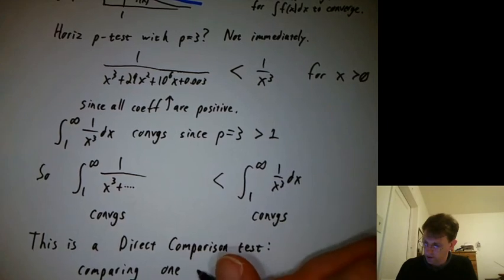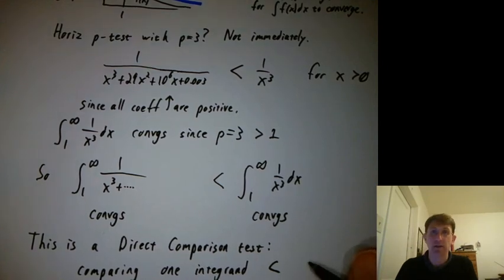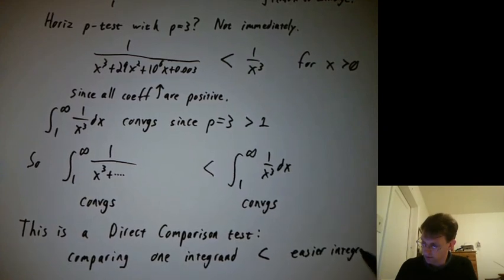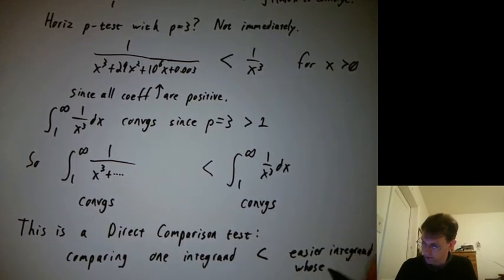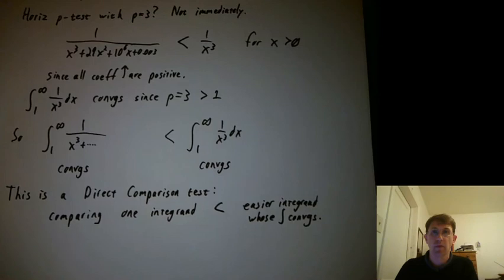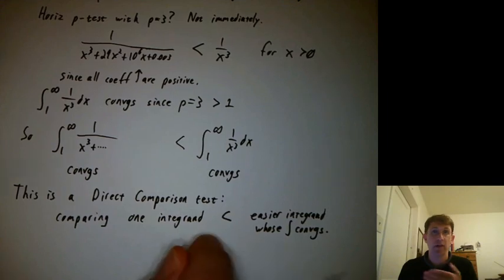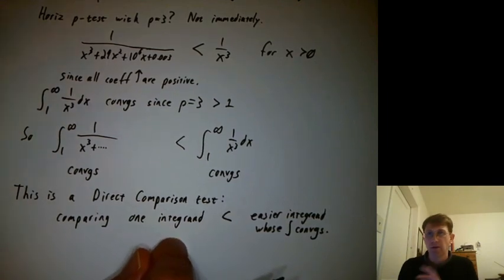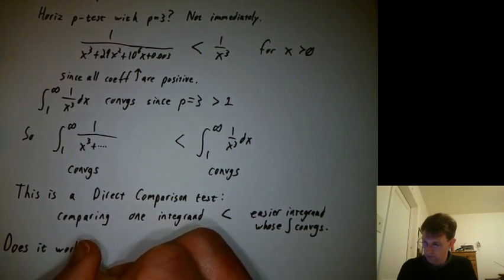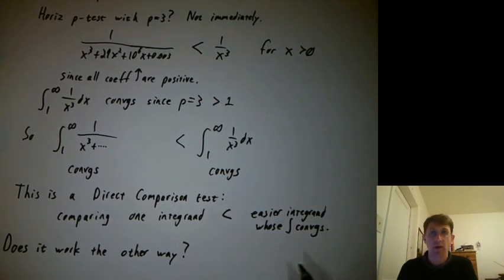Comparing one integrand, and it was smaller than an easier integrand whose integral converges. Okay, so if the integral you're interested in is smaller than a convergent integral, then your integral is also convergent. Does it work the other way? Let's think about that. Maybe in the next video.